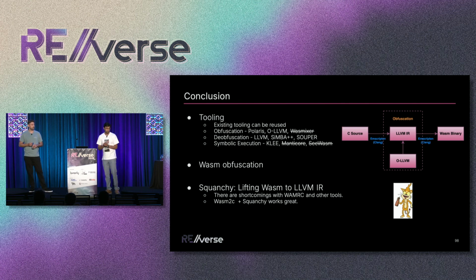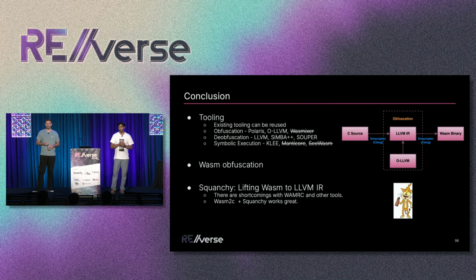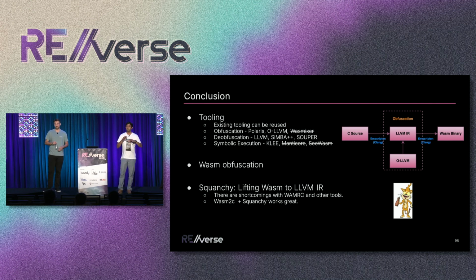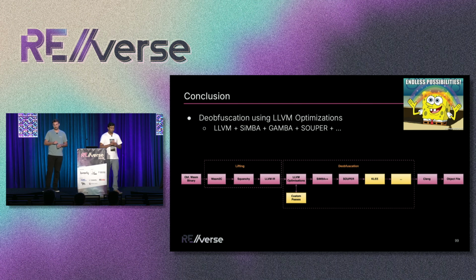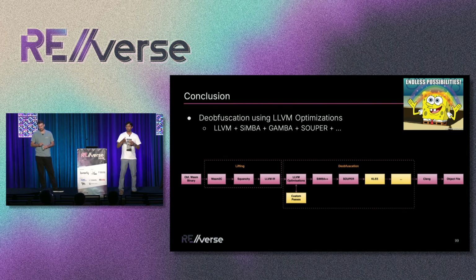We talked about Squanchy, how we lift from Wasm to LLVM IR, and it makes things good for the LLVM optimization. We can apply them, and they work out of the box. We talked about de-obfuscation and the various tools we can use. Again, that's a great thing about having LLVM IR: all the research related to LLVM can now be applicable.